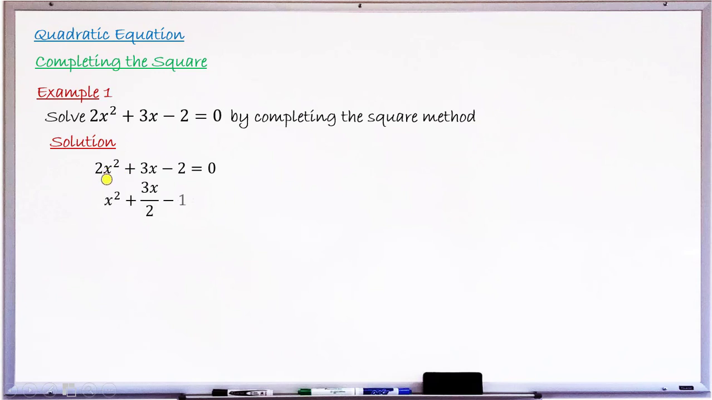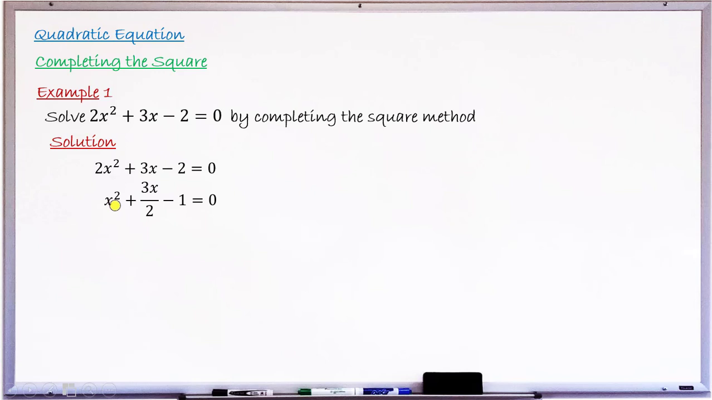Let me do that. So I'm going to have x squared after dividing through by 2. 2x squared divided by 2 will be x squared, plus 3x divided by 2, minus the 2 divided by 2 gives you minus 1, and 0 divided by 2, of course, is 0. Step 1 is now complete. Step number 2 says you have to now bring all the square terms and the term with the variable on the left hand side and all others to the right hand side.